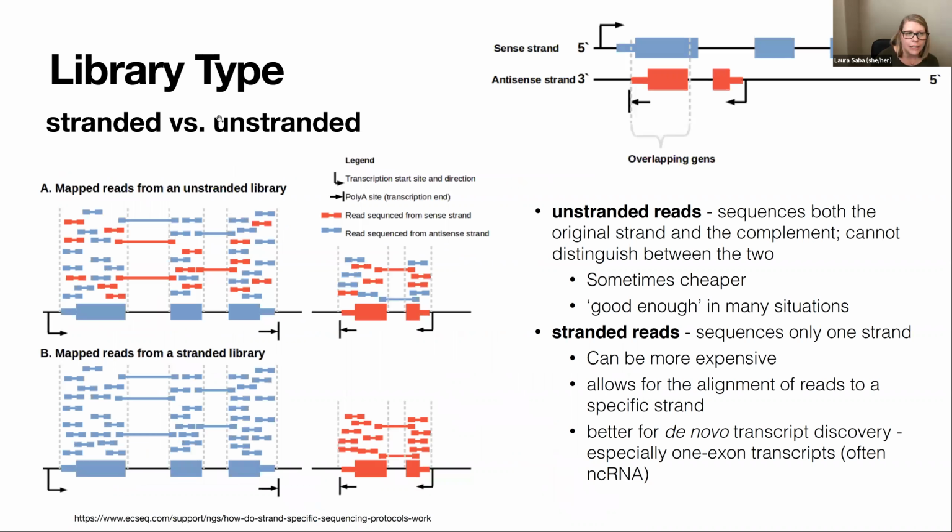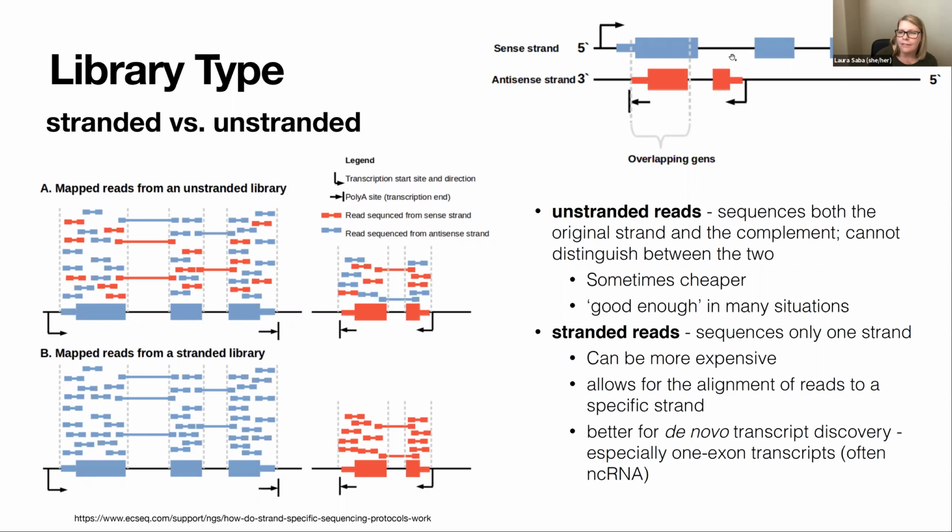The other library type option that you'll often get is stranded versus unstranded. Again, more often than not, we see stranded libraries nowadays, just because the pricing and the technology have come to make it so that there's really not a whole lot of reason to do an unstranded. In an unstranded read, during the reading of the sequences, we don't really pay attention to whether we're reading the complementary DNA or the original RNA direction.